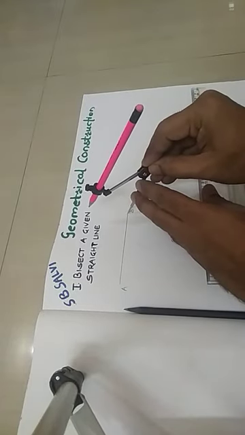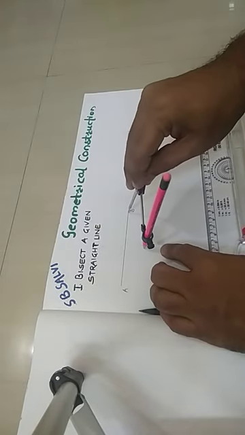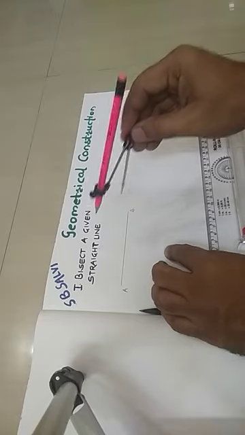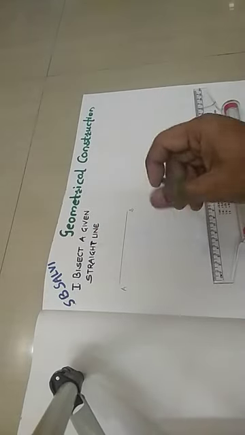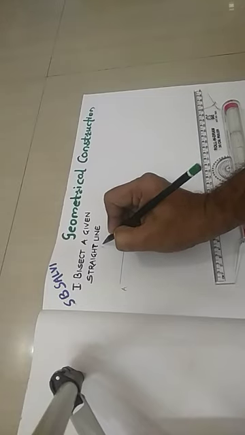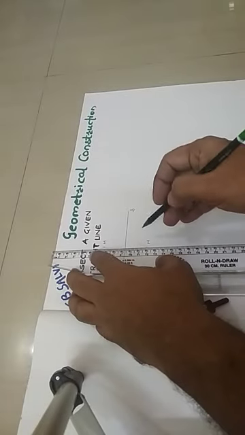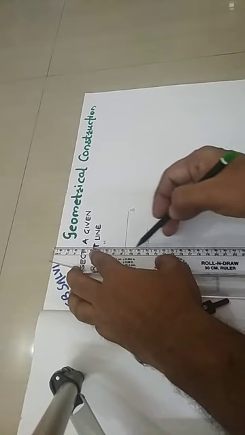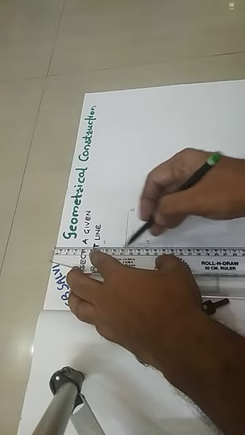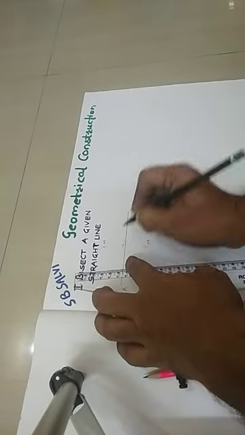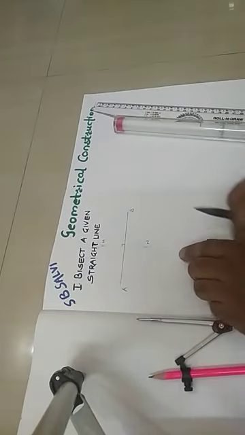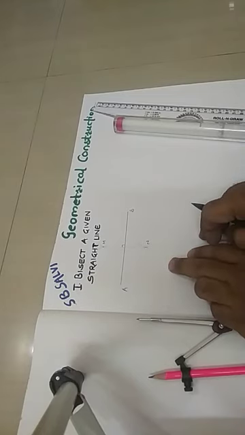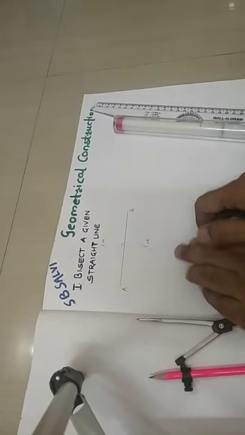Keeping the compass on B with the same radius, cut this previously drawn arc. Now you will get two intersecting points over here. You can label these as M and N. Now if I join MN by a very faint line, this is nothing but a bisector of line AB. MN is the bisector of line AB, the perpendicular bisector of line AB.